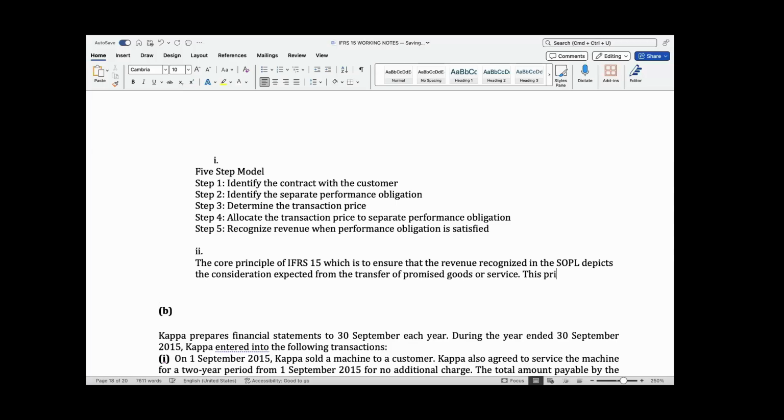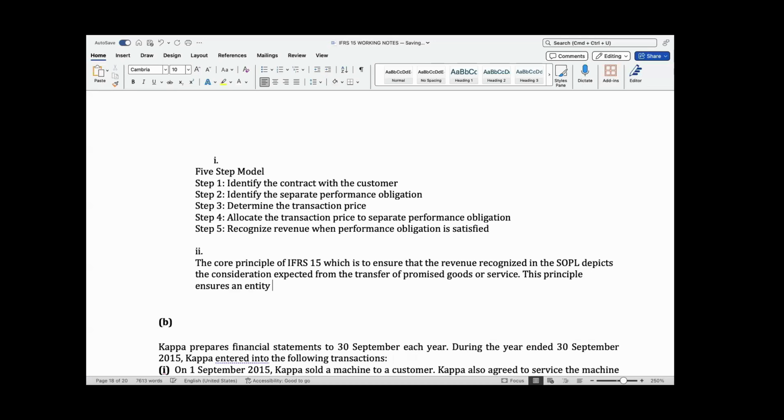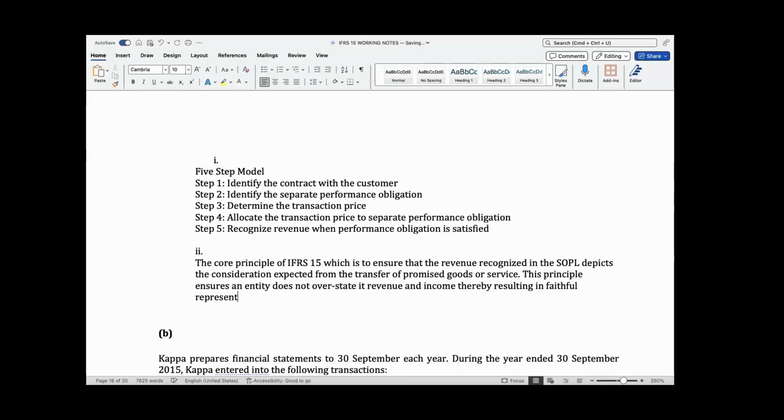So this principle ensures that an entity does not overstate its revenue and income, thereby resulting in a faithful representation of the financial performance of the entity.